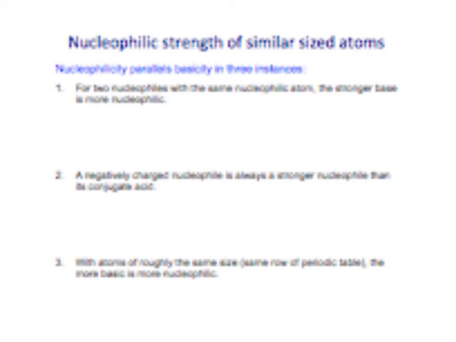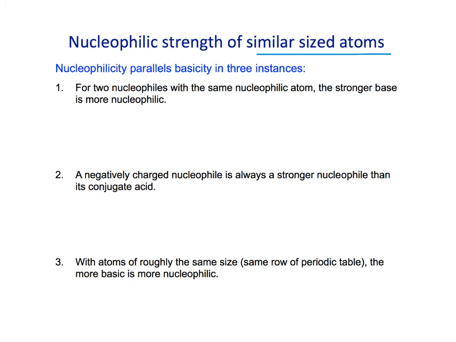We will first focus on nucleophiles that have nucleophilic atoms that are roughly the same size or are the same atom. When we say that atoms are the same size, we generally mean that they're in the same row of the periodic table. In these cases, nucleophilicity parallels basicity. These are three specific instances.